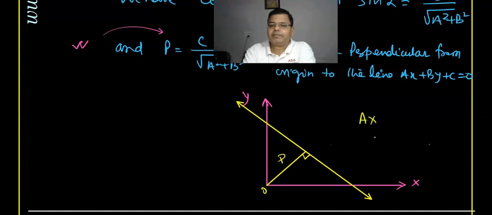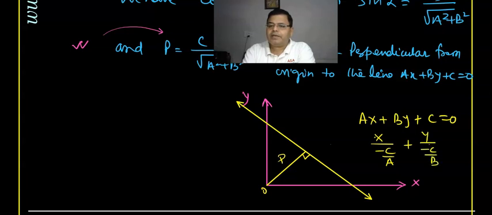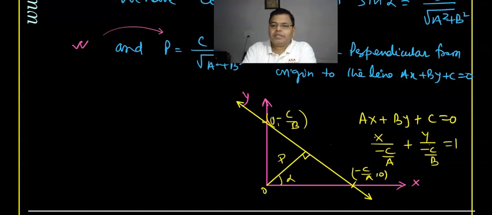Since the equation is ax plus by plus c is equal to 0, it can be written as x upon minus c by a plus y upon minus c by b is equal to 1. So this point is the x intercept, that is minus c by a comma 0. This point is 0 comma minus c by b. And this is the length of perpendicular, with angle alpha. So using this, the length is minus c by a hypotenuse, and this is b. So cos alpha, what will that be? How is that?